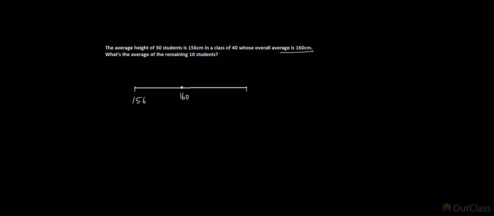Now you have a total of 40 students, of which 30 students have an average of 156. So the mixing ratio is 30 is to 10. That would simplify to 3 is to 1. Flip that ratio and you'll get 1 is to 3. Now the one part corresponds to 4 units, the distance between 156 and 160. So the 3 parts should clearly correspond to 12 units by direct proportion. So the required answer is 12 units to the right of 160. So 172 centimeters would be your answer. 172 centimeters is the average height of the remaining 10 students.